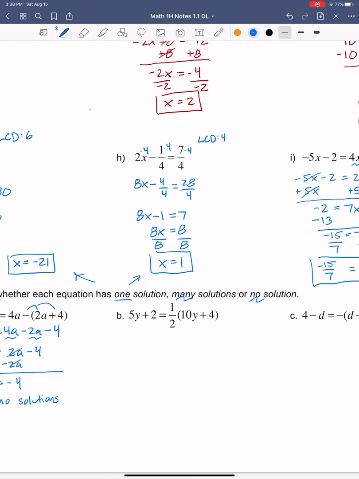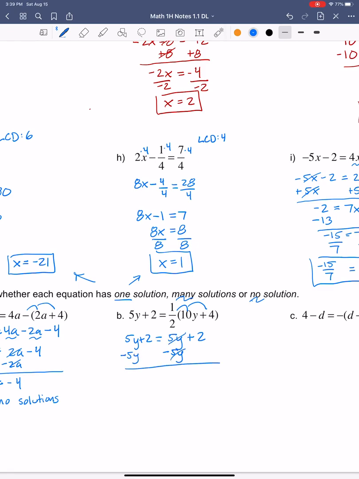Let's slide over to letter B. Letter B, we start with some distribution. So I've got 5y plus 2 equals, well, 1/2 times 10, so that's going to give me 5y. Plus 1/2 of 4 is 2. Okay, we can see where this is headed here, so I'm going to get my y's together, so I'm going to subtract 5y from both sides.